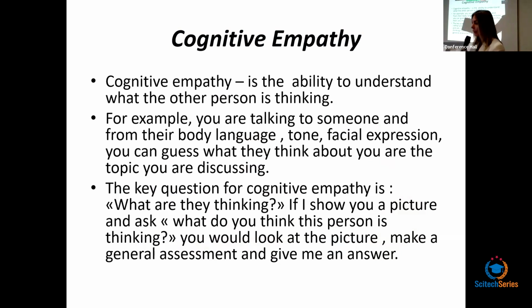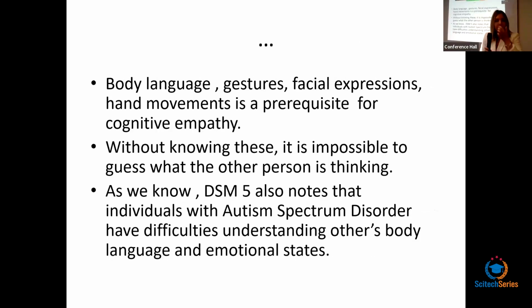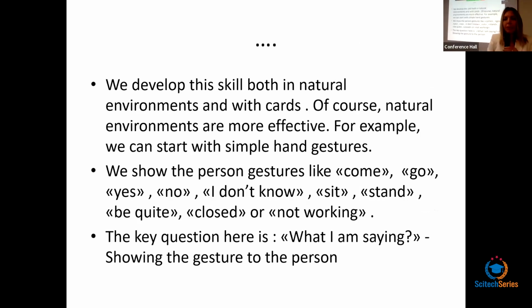To give a correct answer, they need to understand body language and hand movements. Body language, facial expressions, hand movement is a prerequisite for cognitive empathy. Without knowing this, it is impossible to guess what the other person is thinking. We develop these skills both in natural environment and with cards. Of course, natural environments are more effective.